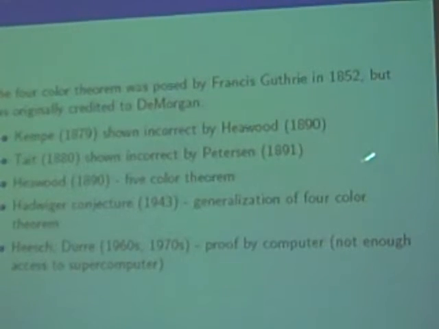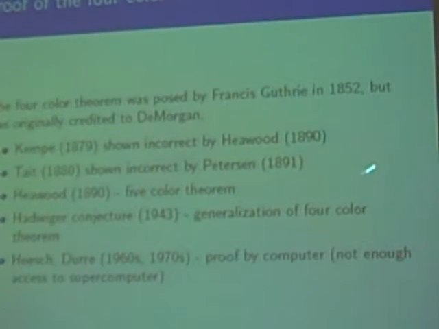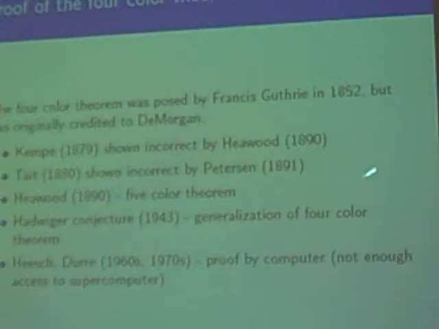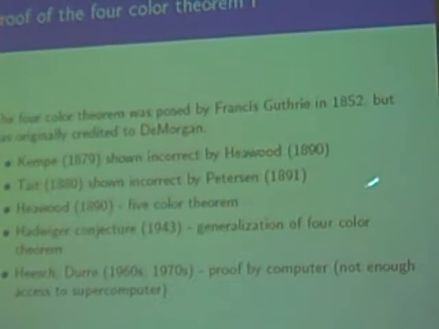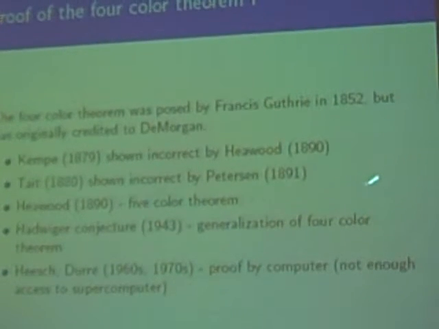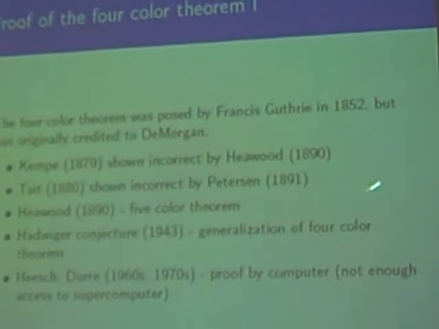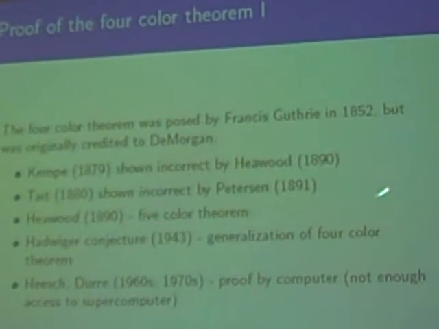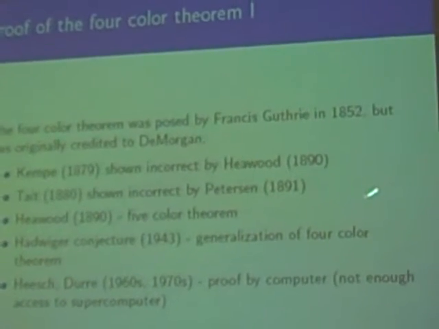In 1943, we were introduced to the Hadwiger conjecture, which is a generalization of the four-color theorem, and that's still open today. And then as time went on, one thing that came into play with the proof was proof by computer. So in the 1960s and 70s, people started trying to use computers to prove theorems.